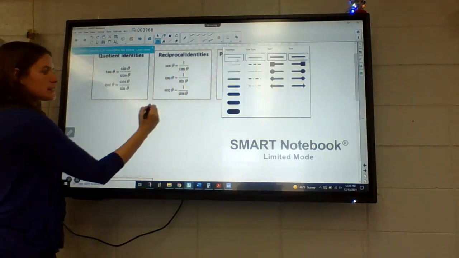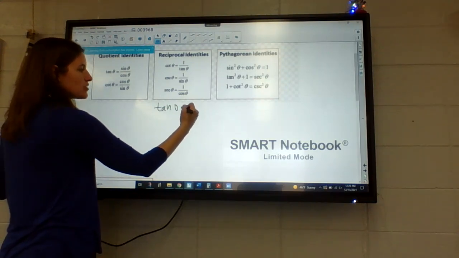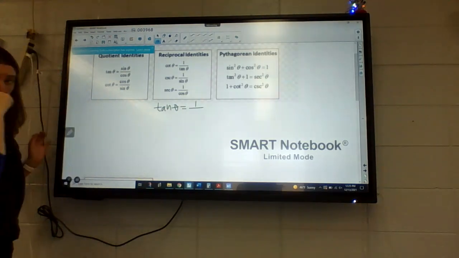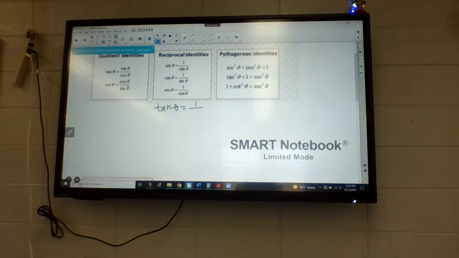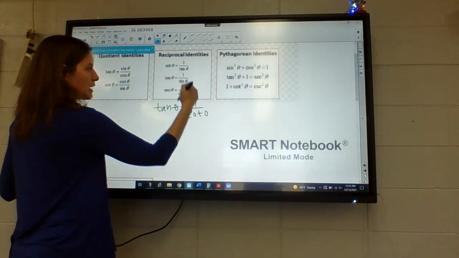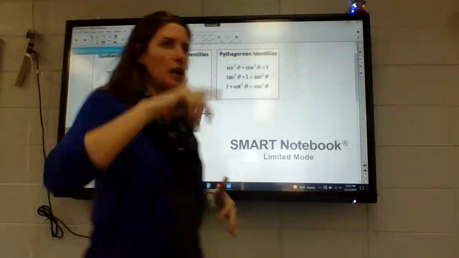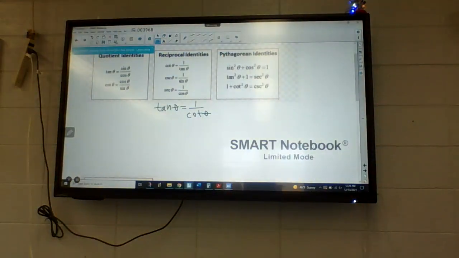Since we see these, they don't write this out, but hopefully this makes sense: tangent would be what? 1 over cotangent. The same thing goes with sine, which is 1 over cosecant. So just so you know, there are some rules that they'll show you, and others are kind of implied. That would be assumed to be the case as well.